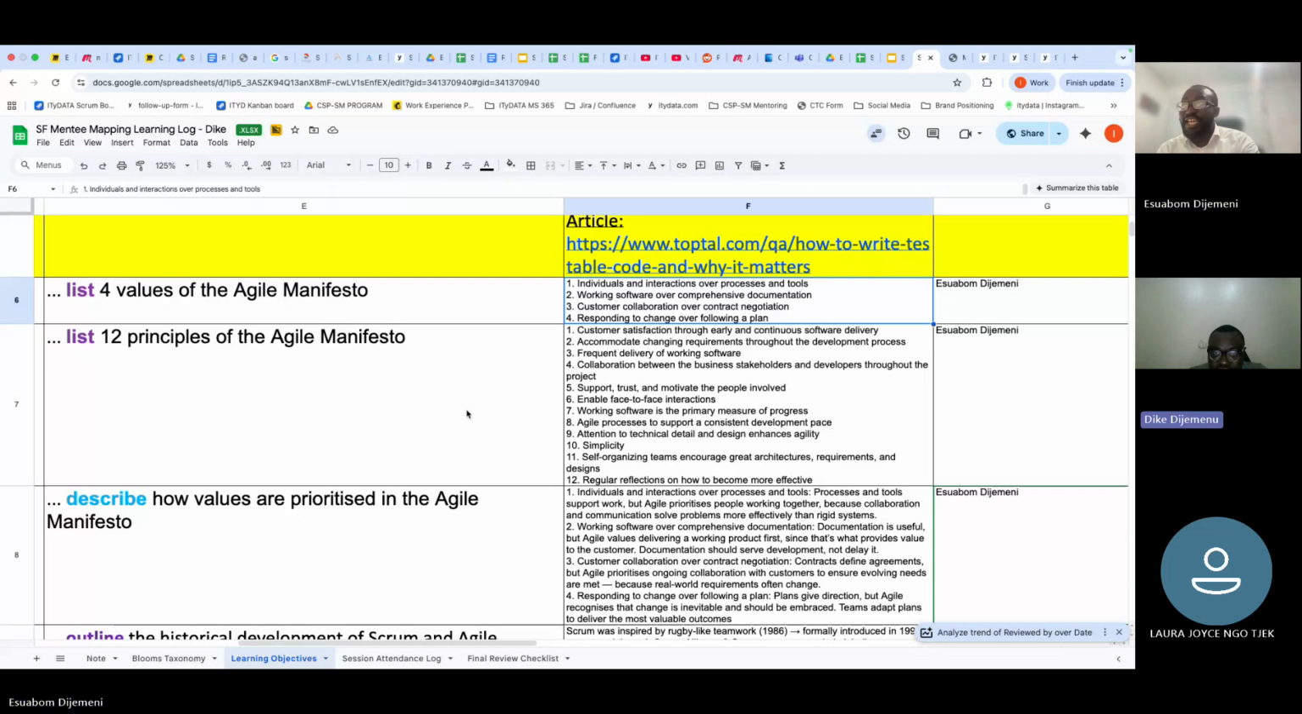So I listed 12. Let me give this bit of feedback while we're going on the fly. We have to differentiate Agile from Scrum. Let's just slow down, and I'll be careful here.